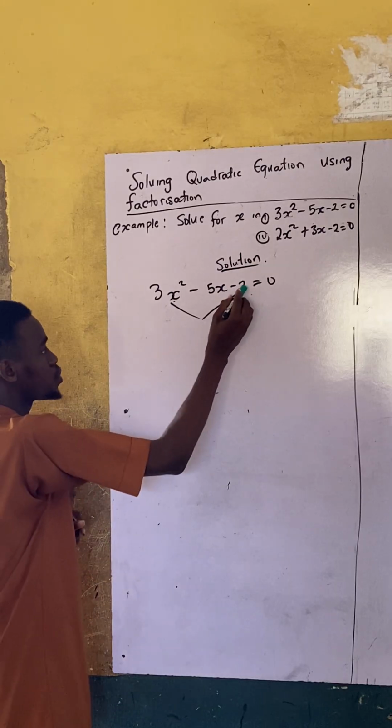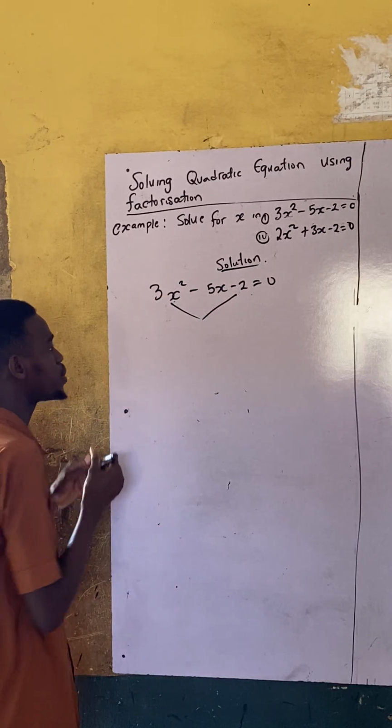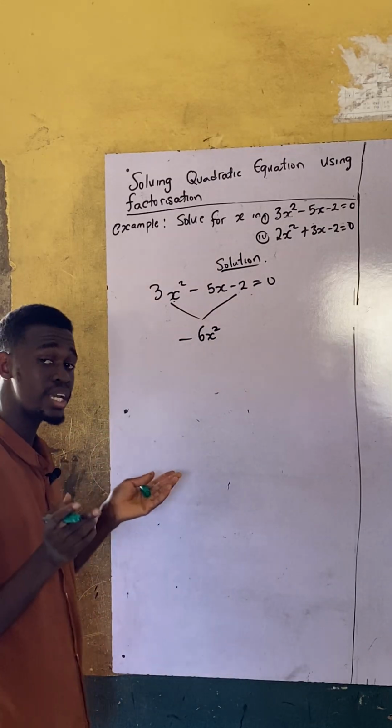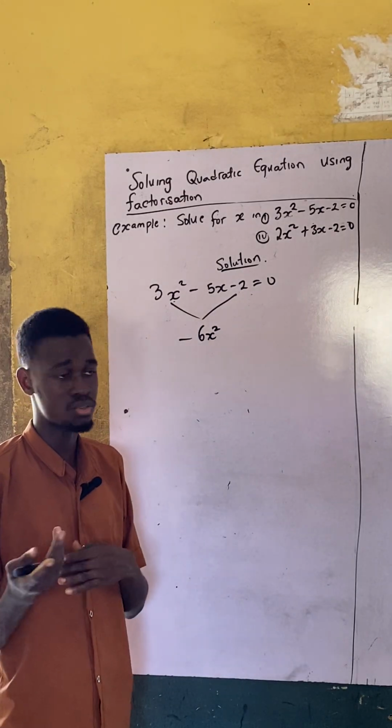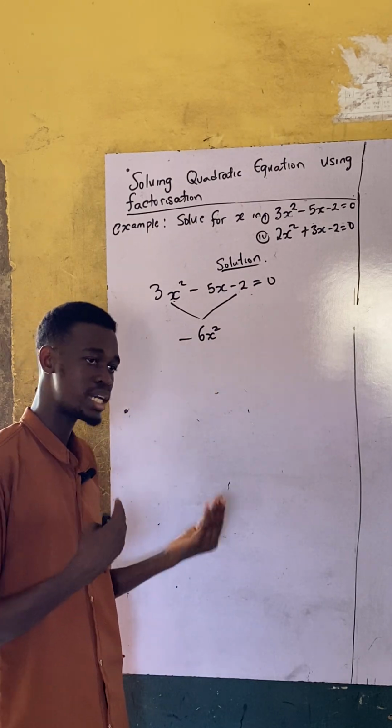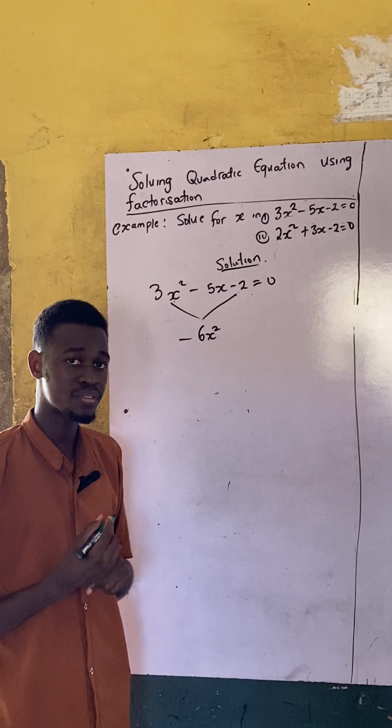Take note that this is minus 2. Minus 2 times 3x squared will give us what? Minus 6x squared. And now we look for numbers that we can multiply together to give us minus 6x squared, and that when we subtract or add them together, give us minus 5x.